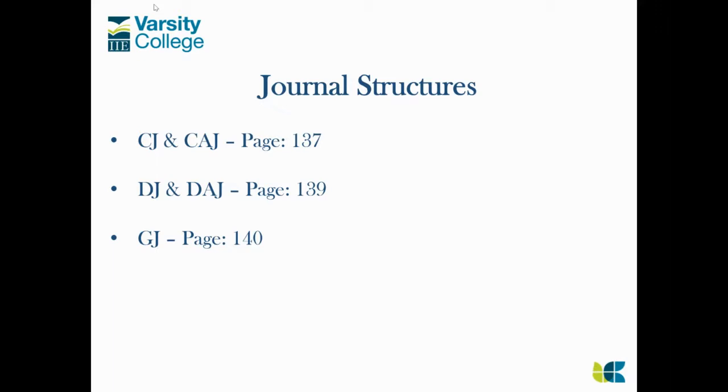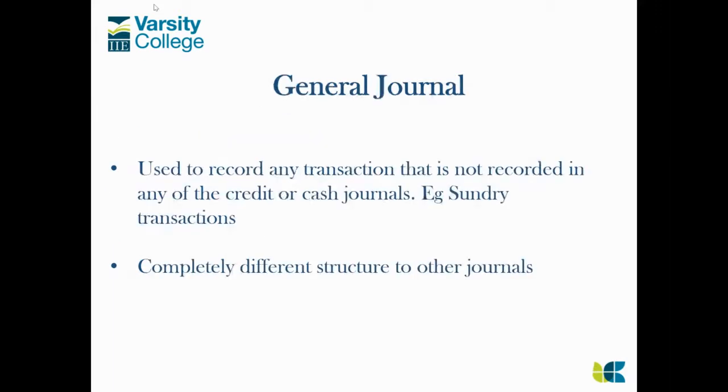The general journal, however, is quite different. Let's have a look at the general journal on page 140 in my text. But this will all make sense. You've got a debit and a credit side in the general journal, as opposed to multiple columns and then the totals, different accounts on those columns.